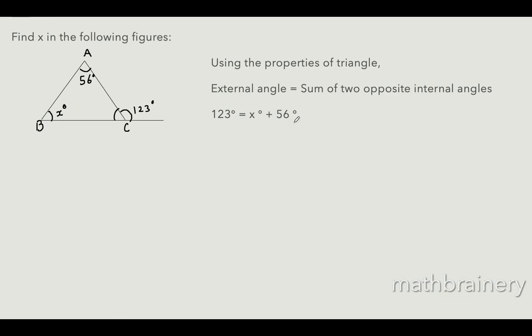Now what you see? This is a linear equation. Let's simplify this. To simplify, we transpose 56 to the left hand side. You get 123 minus 56 is equal to x degrees, which means your x degrees is equal to 67 degrees. Let's look at the next question.